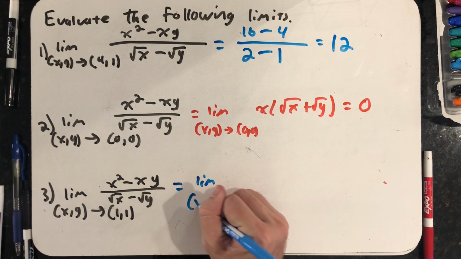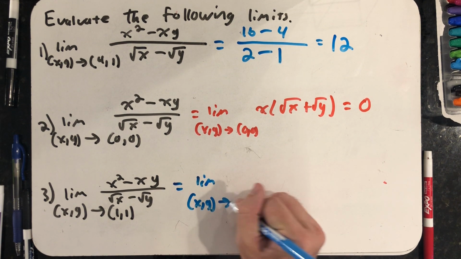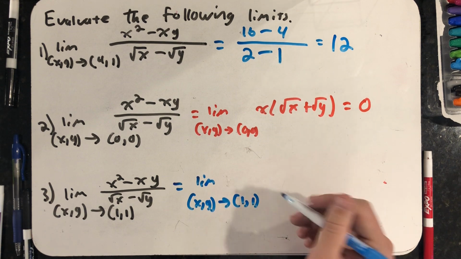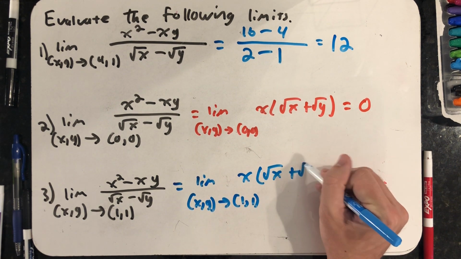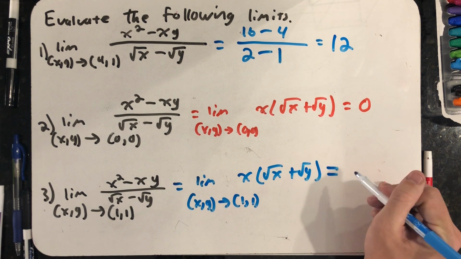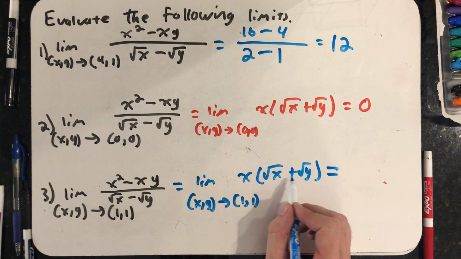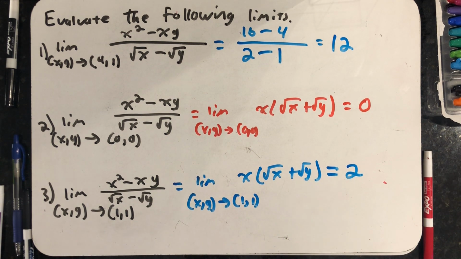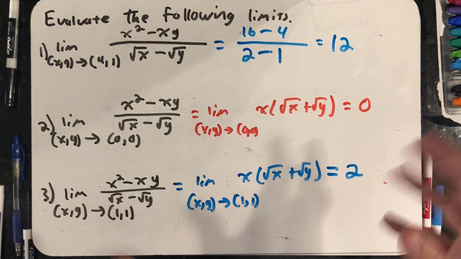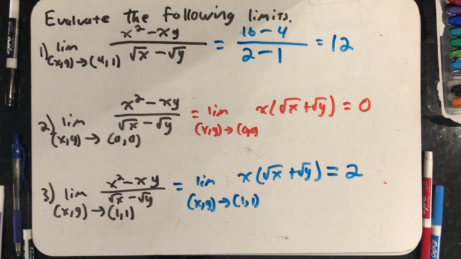And on this problem, I have the limit as (x, y) is approaching now (1, 1), and I have that same expression simplified. And if I plug (1, 1) in there, I'll get 2 times 1 is 2. This reminds me that when I have that 0 over 0 form, functions can behave weird at those points and behave differently for every example. That's why we called those indeterminate forms.